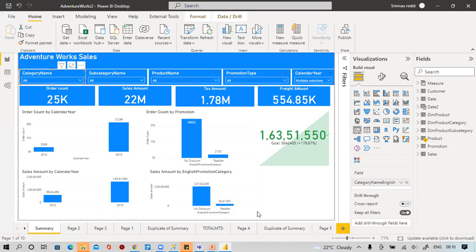Okay, now I will come to the degenerate dimension. A degenerate dimension is the dimension which is coming from the fact table. That is called a degenerate dimension.